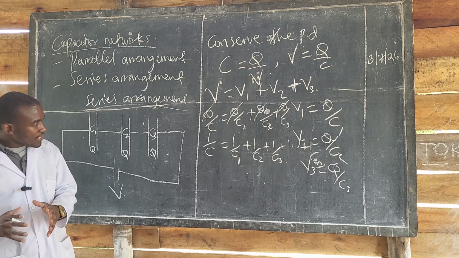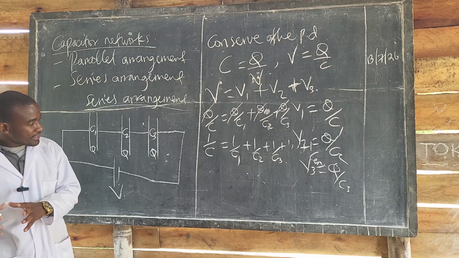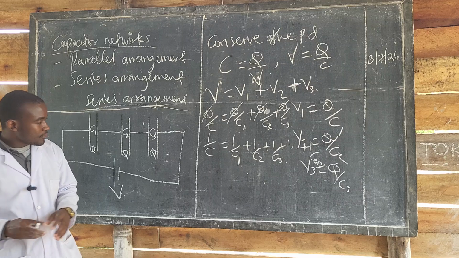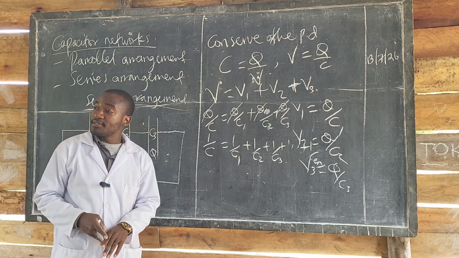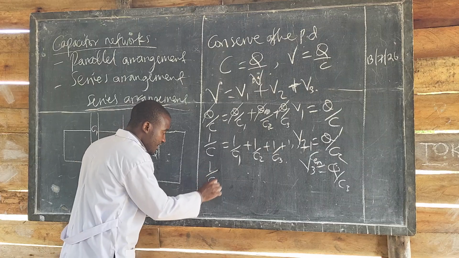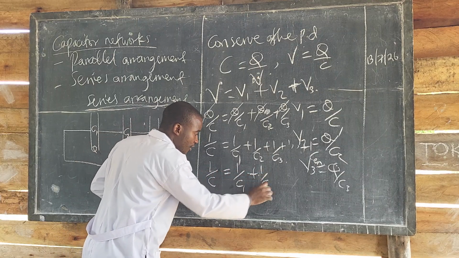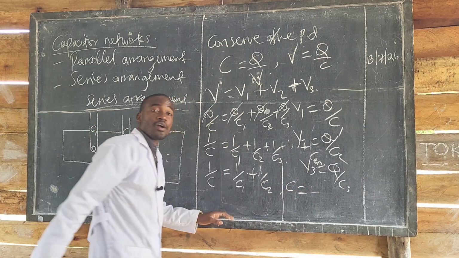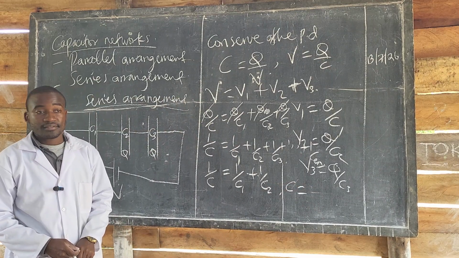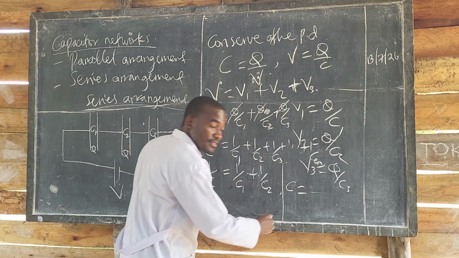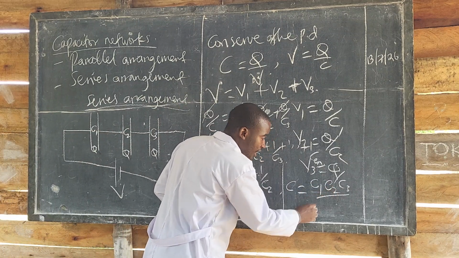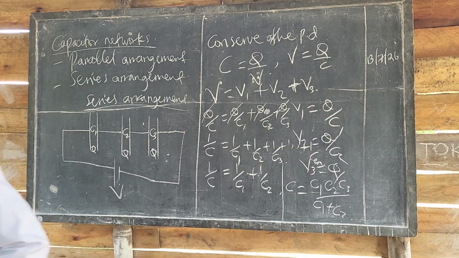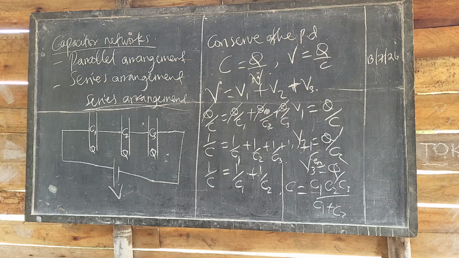Now, let's check what the capacitance will be if we only have 2. Students can convince themselves: 1 over C equals 1 over C1 plus 1 over C2. What will C be in this case? C is going to be C1 C2 over C1 plus C2. Check mathematically if that is what you get.